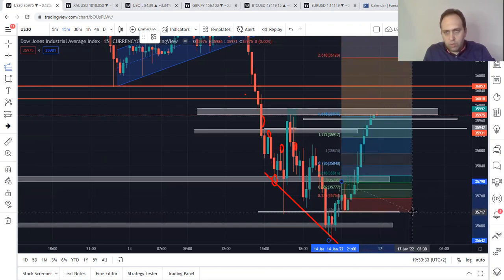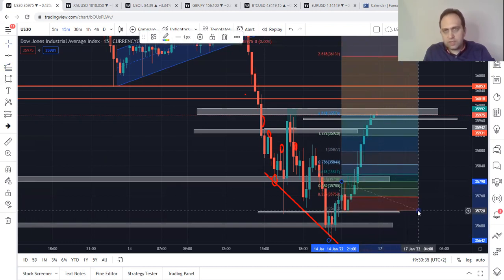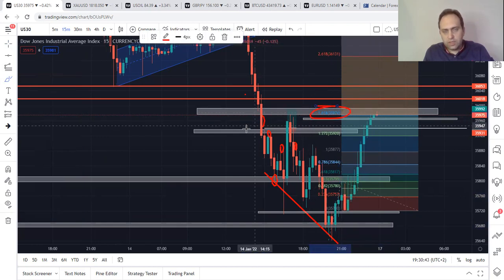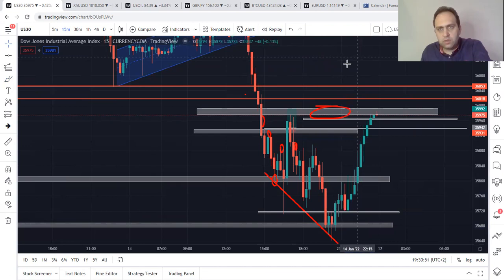Wow, 161.8 exactly. We are at 1.618. Can you see it, guys? Look how nice it is, it's exactly on 161.8. So I think most probably now we go to the retracement. First this is data, we go now to the retracement.